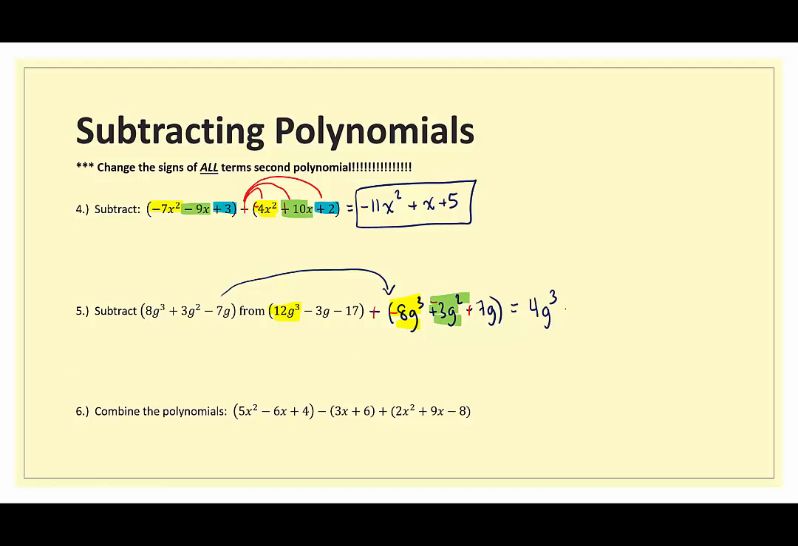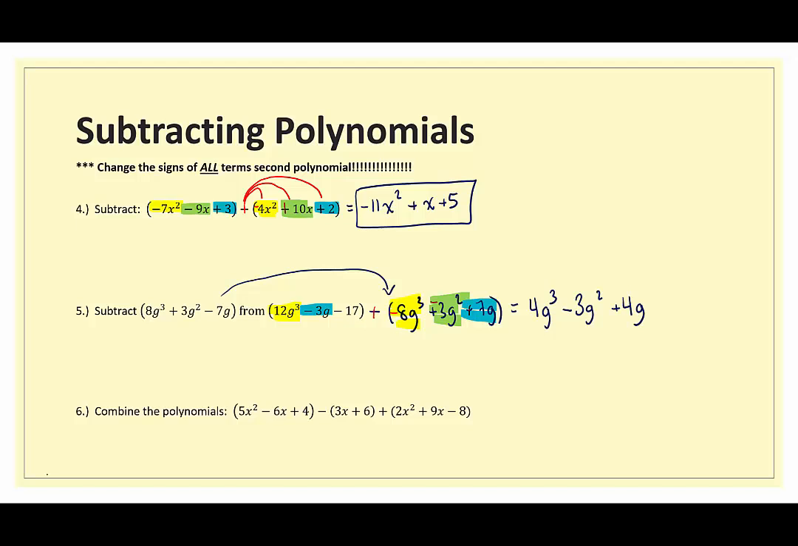So I would just say, and I'm just going to rewrite that plus negative as minus 3g squared. Clean it up a little bit. Then I have, let's see, a minus 3g and a positive 7g are like terms. Minus 3 and positive 7 make positive 4g.